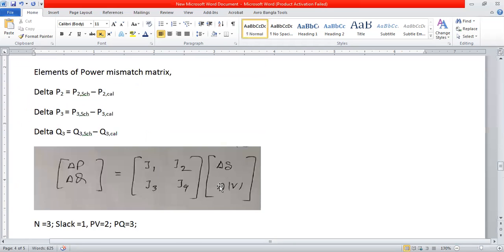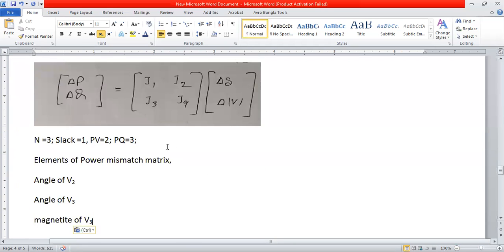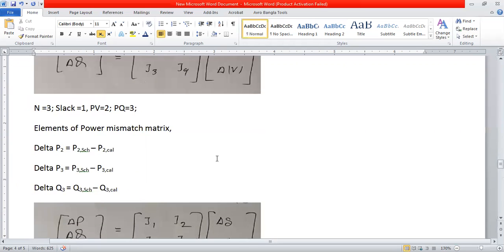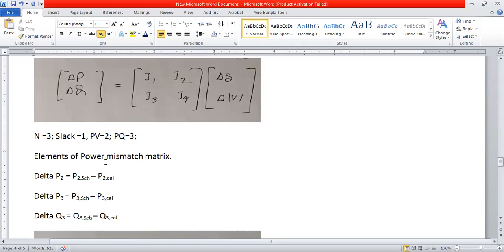So for a particular power system, by using the Newton-Raphson method, these are the elements of the correction vector. I have discussed how we can formulate the equation of the power mismatch matrix. Now this is the Jacobian. So how can we calculate the Jacobian matrix? J1, J2, J3 and J4. So the Jacobian we can calculate here.